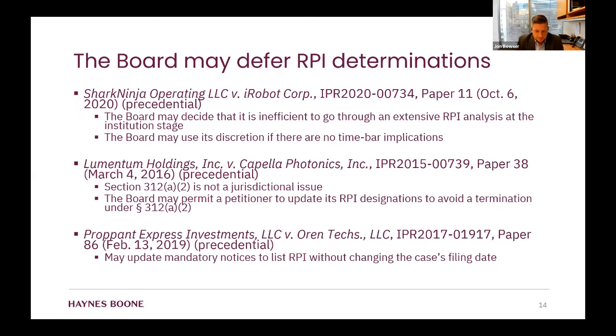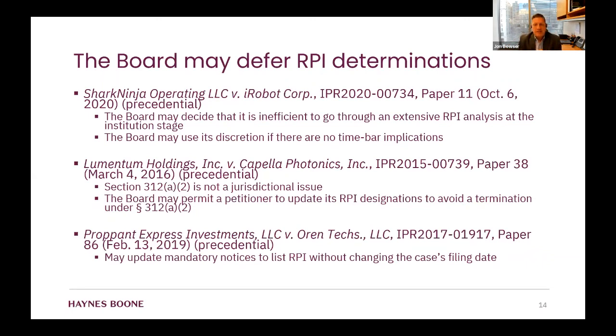The second case here is Lumentum. And this was another development, and this was a big development because you remember how I mentioned before about how the board would not, or if they found an RPI violation, they would not allow the petitioner to amend its RPI designation without getting a new filing date. Well, Lumentum changed that, right? Because there was this constant sort of absurdity of petitioners were willing to name other RPIs just to make this fight go away, but they couldn't do it because they would get a new filing date. And if that new filing date meant that you were after the time bar, then the petitioners were stuck up a creek.